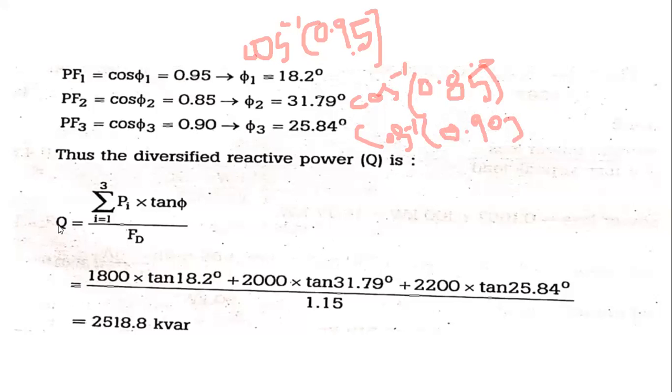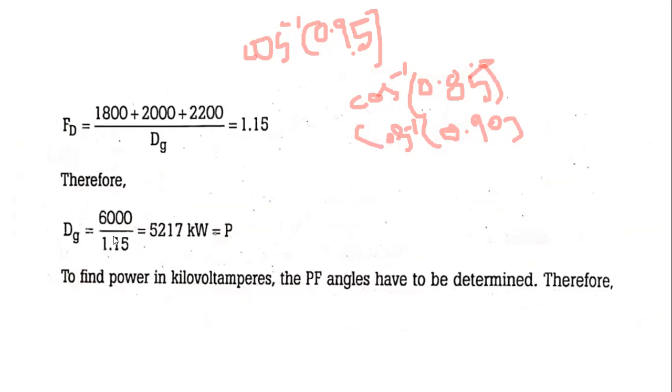Okay, next Q is the apparent power, that is sigma i equal to 1 to 3. How many demands are there? Three kilowatts, that's why we are mentioning 3. 3 Pi into tan phi by Fd. What is that phi value? Phi is equal to 18.2. Therefore, what is that P?